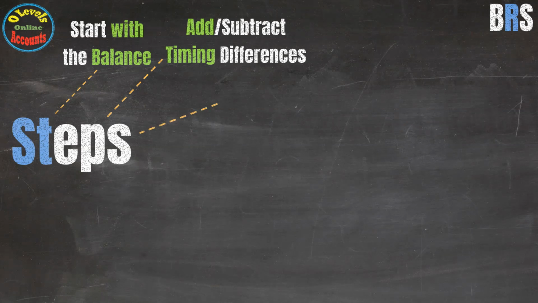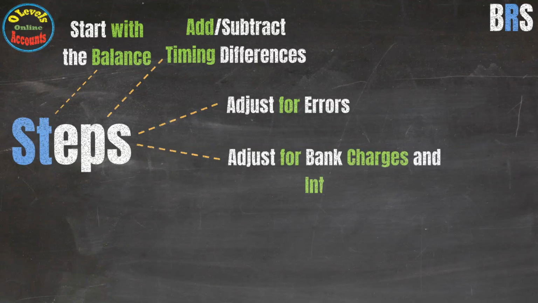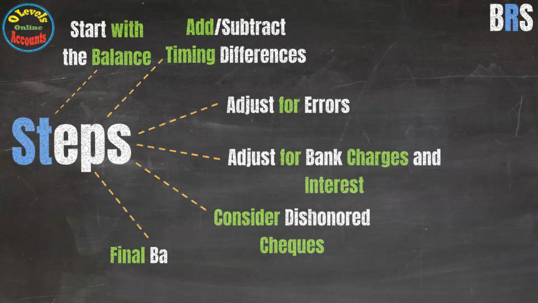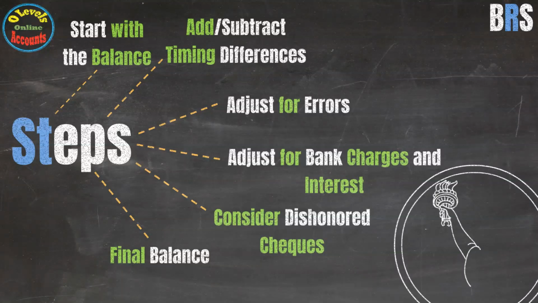The third step is, adjust for errors. Correct any errors identified in either the cash book or bank statement to clarify the difference between them. The fourth step is, adjust for bank charges and interest. Deduct any bank charges or add any interest credited by the bank that has not been recorded in the cash book. The fifth step is, consider dishonored checks. Deduct the amount of any checks that were dishonored. The final step is, final balance. The adjusted balance should match the balance shown in the bank statement or the cash book, depending on which you started with. These are the steps to follow during the bank reconciliation process.